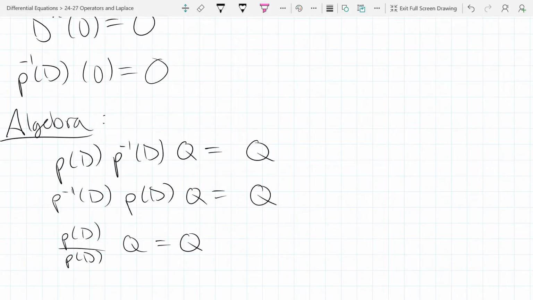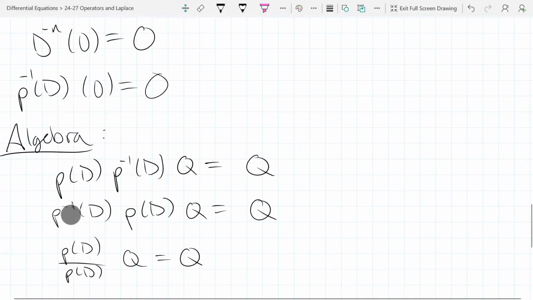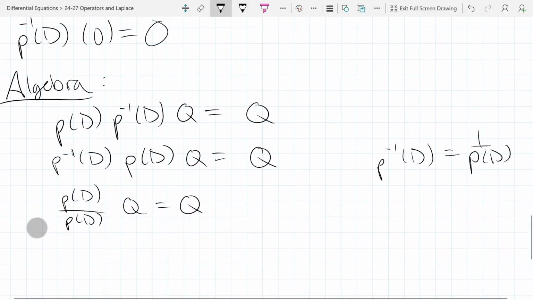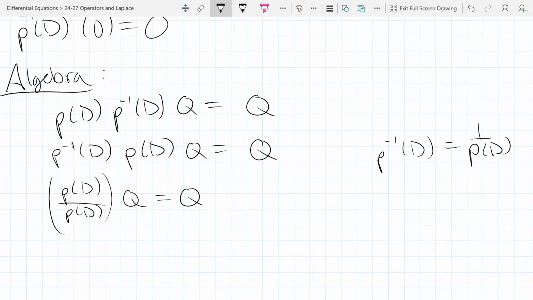So for now, you can think of P inverse of D as 1 over P of D. I had written this down before, because we're basically treating it like multiplication. So the inverse operator would act like division, or the opposite of multiplication. So when we write P(D) over P(D), what we really mean is P(D) and then the inverse of P(D). It looks like division, and because they operate like that, you can actually treat it like division.